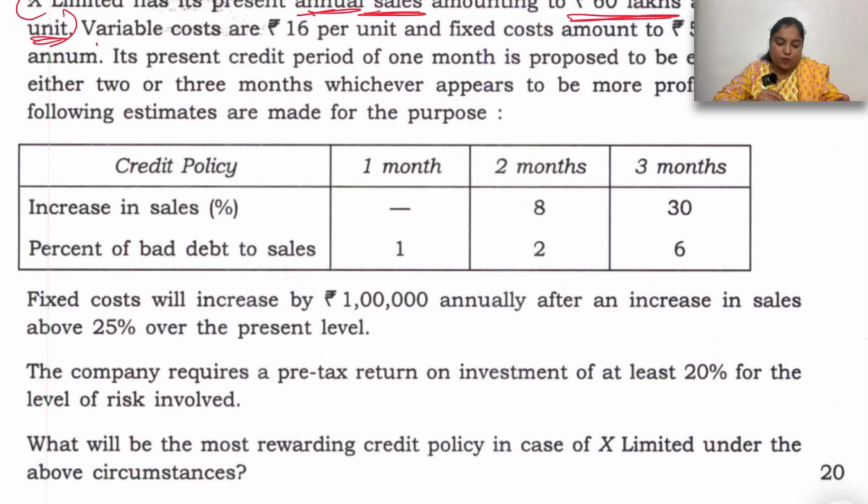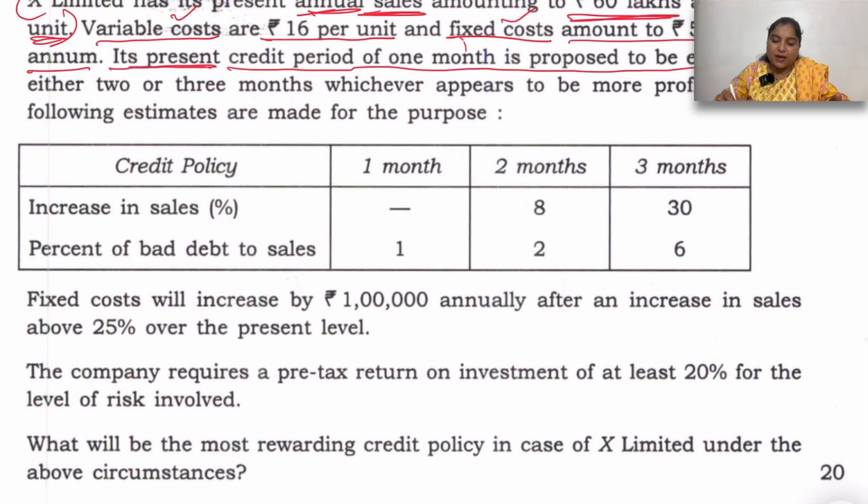Clear? Next is variable cost, rupees 16 per unit. Fixed cost amounts to rupees 5 lakh per annum. So we have sales, we have variable cost, and we have a fixed cost. Next, the present credit period of 1 month is proposed to be extended to either 2 or 3 months, whichever appears to be more profitable. So here the credit policy is given for 1, 2, and 3 months respectively. So the following estimates are made for the purpose.